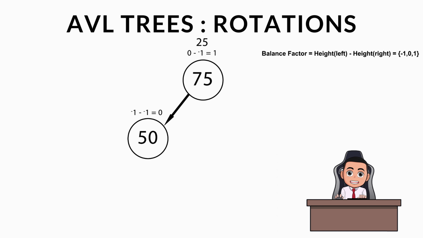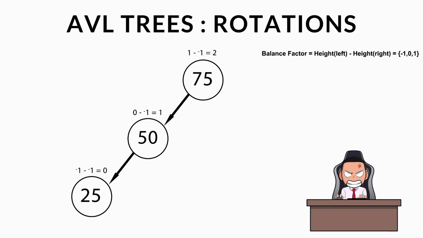Adding 25 to this tree, 25 is less than 75, so we go left. And 25 is less than 50, so we can insert as the left child of 50. Calculating the balance factors, a leaf node always has a balance factor of 0. This node now has a balance factor of 1, and our root node now has a balance factor of 2. So since 2 isn't part of the set, this tree is unbalanced.